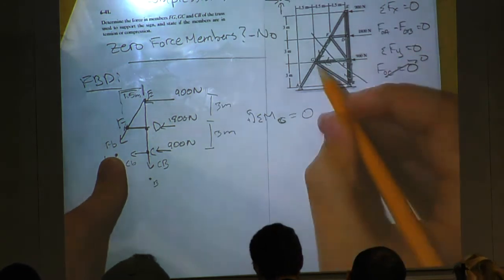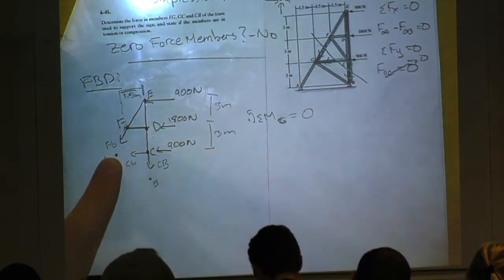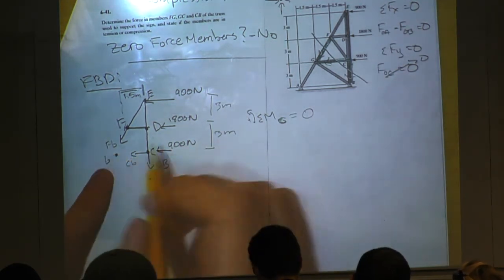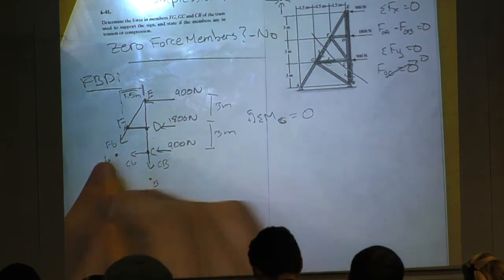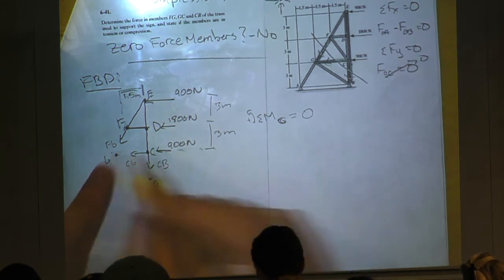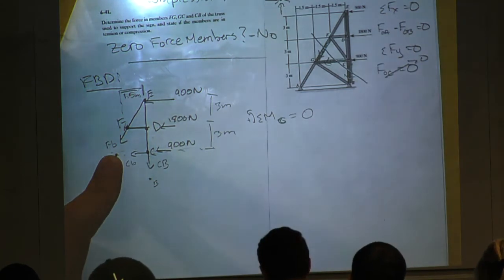It still has feelings. So we're going to take the moment about point G, because these two converge, and we'll be able to find CB. So this 900 newtons comes in at G. There is no perpendicular distance between the axis and my moment, right? It just continues the line. There's no moment created, so I don't consider this in a moment equation.